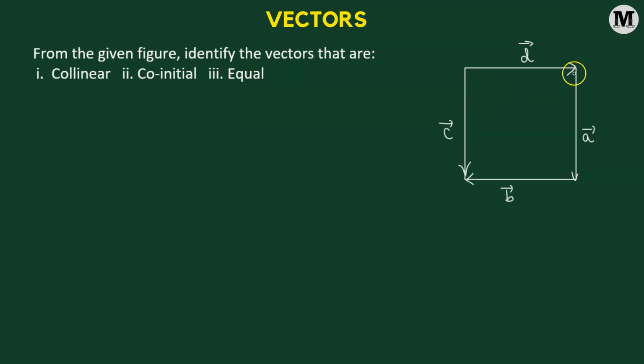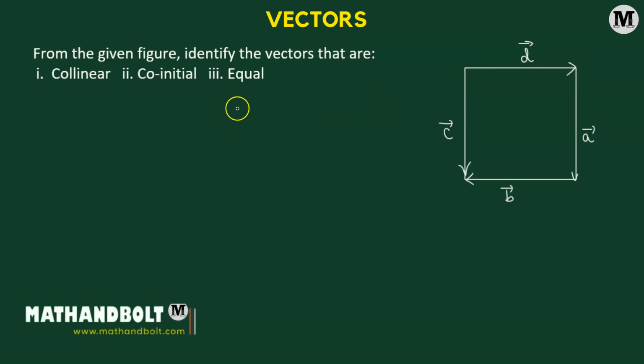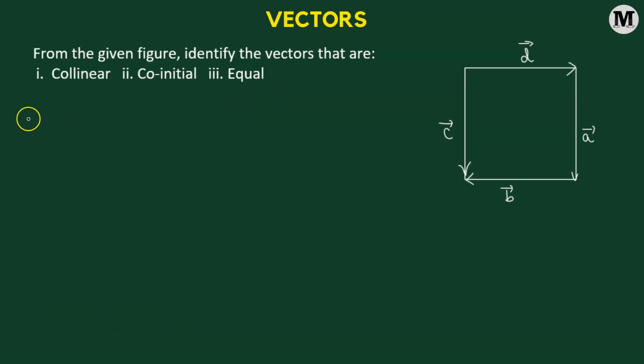So here in this problem, we have four vectors: vector A, vector B, vector C, and vector D. Now these four vectors are arranged in the form of a square. Our goal will be to determine the vectors that are collinear, which of them are co-initial, and which of them are equal. Let us begin.